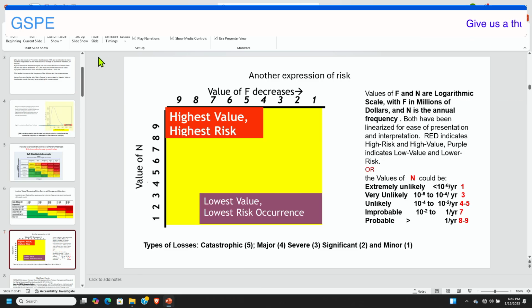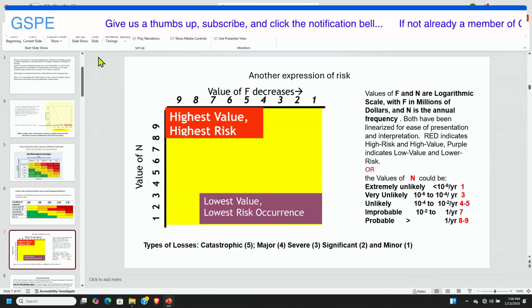Another way you can express this, same sort of concept. You put log scale on one axis, actually on both axes, and the value of F from high to low, value of N from high to low. The red is, again, the highest value, most extreme consequences, and some of the lowest risk, we hope. Probabilities, extremely unlikely, 10 to the minus sixth per year, down to a probable of 1 per year, might be an 8 or a 9 on this scale.